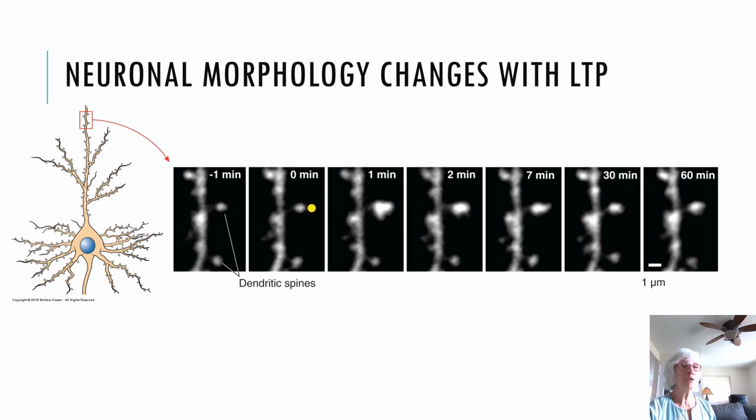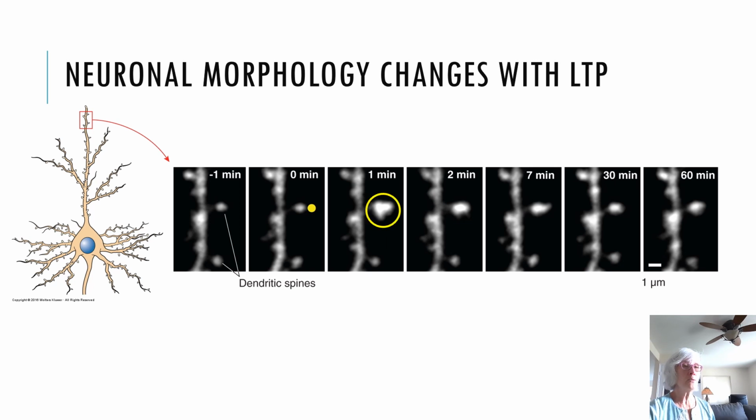In addition to modifying the number of AMPA receptors and the phosphorylation status of AMPA receptors, long-term potentiation is also associated with changes in neuronal morphology, and so the shape of the neuron is going to change. So here are a series of pictures in which dendritic spines are glowing. These are the white spots, or the white regions on the images in the middle of this slide. And we're looking at the one that's marked in the second to the left panel at time 0 with the yellow dot. That is the dendritic spine that we're going to focus upon.